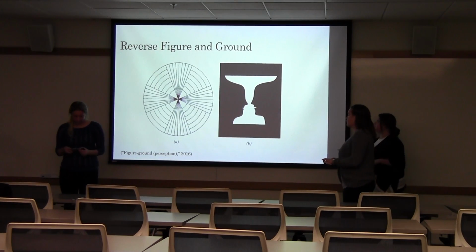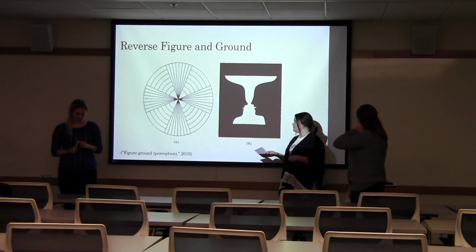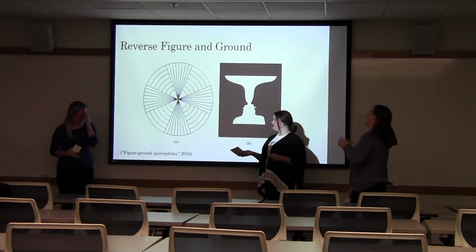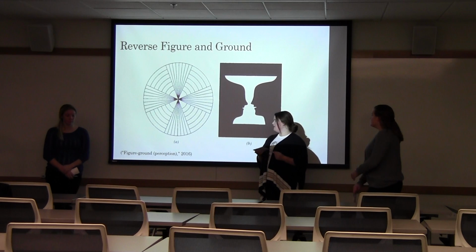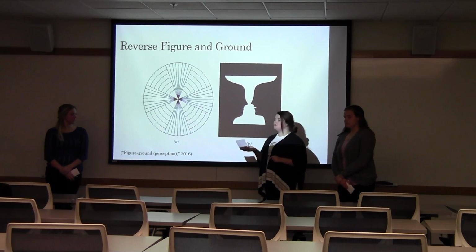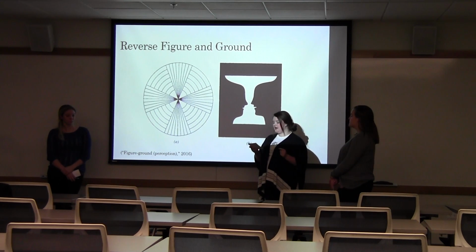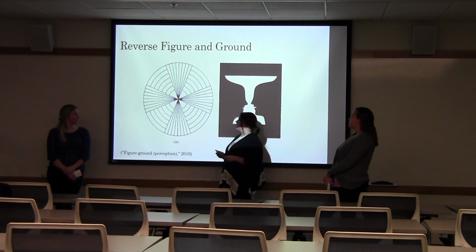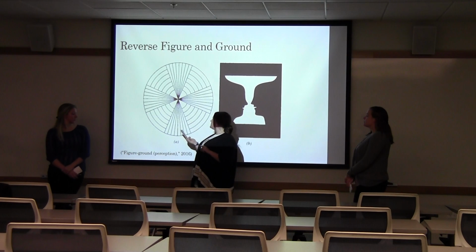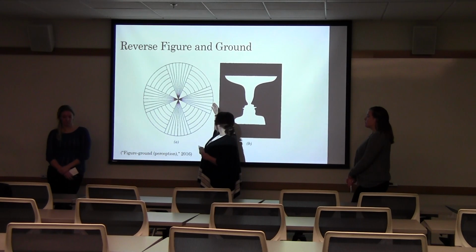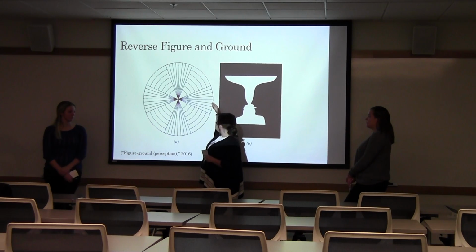So next we're going to look at reverse figure ground. So with figure ground, the idea is that a black and white image is used, and depending on how you look at it, you see one thing or the other. So in this first image, when you focus on it, most people see these slices of the circle as being on top of the others.